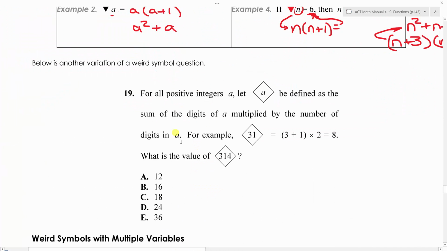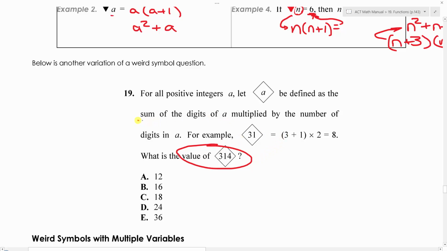You may see stuff like number 19 on the test. Let's go ahead and do this one. If you want to try it on your own, press pause and come back and join us after you think you have gotten it. So for all positive integers a, let function A, or you could also say weird symbol A, be defined as the sum of the digits of A multiplied by the number of digits in A. They give me an example. So they want the value of weird symbol 314.